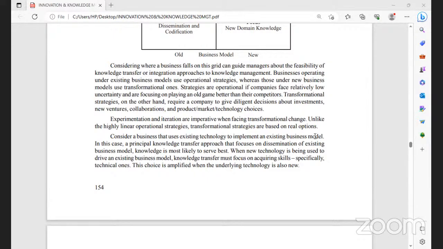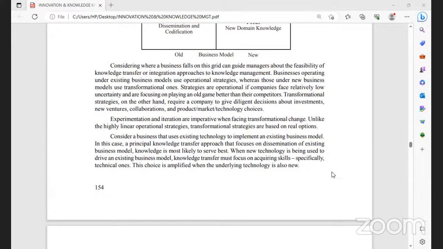Businesses operating under existing business models use operational strategies, whereas those under new business models use transformational ones. Strategies are operational if companies face relatively low uncertainty and are focusing on playing an old game better than their competitors. Transformational strategies, on the other hand, require a company to make diligent decisions about investments, new ventures, collaborations, and market-related technology choices.